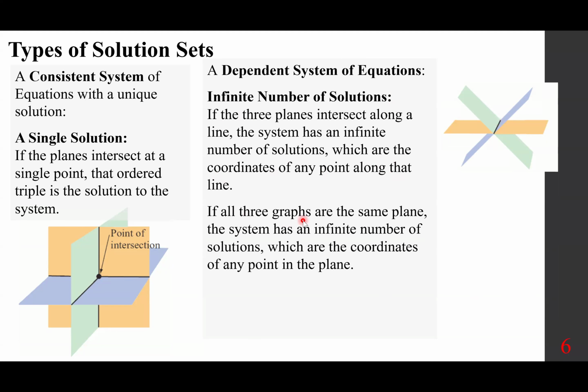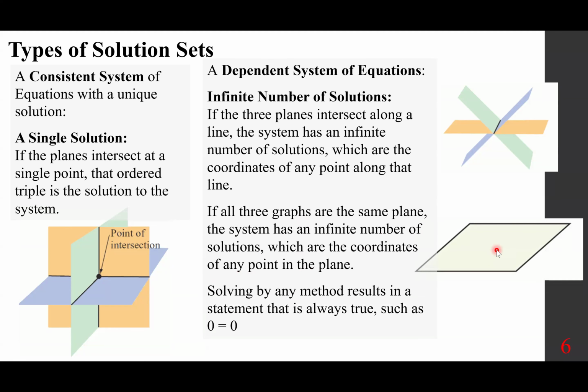If all three graphs are the same plane, the system has an infinite number of solutions, which are the coordinates of any point in the plane. So all three planes are on top of each other. Solving by any method results in a statement that is always true, such as 0 equals 0, an identity, a true statement.